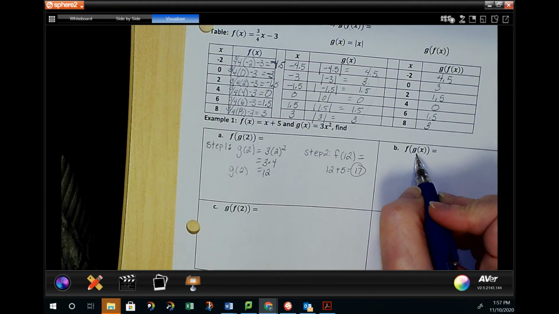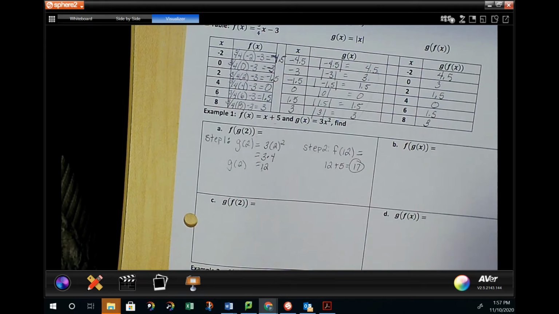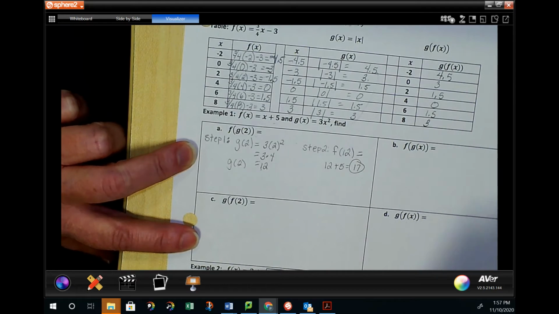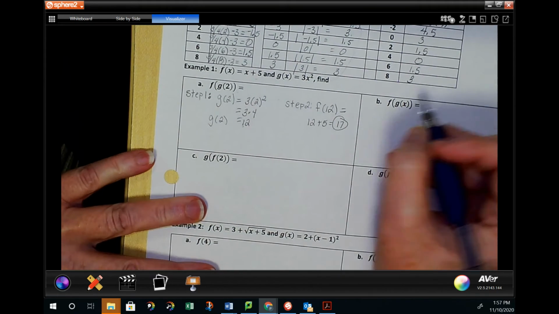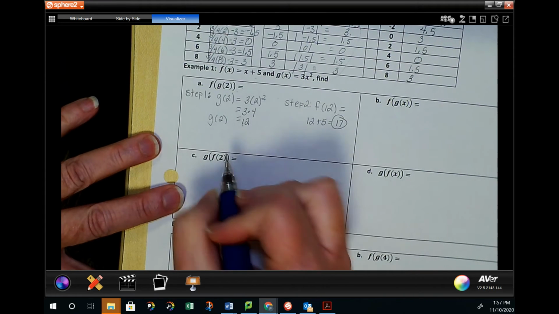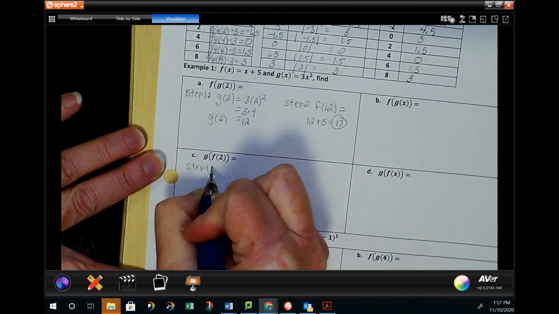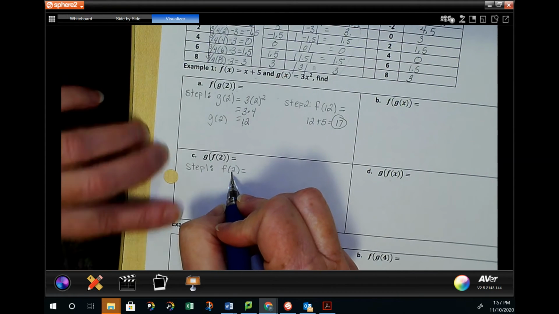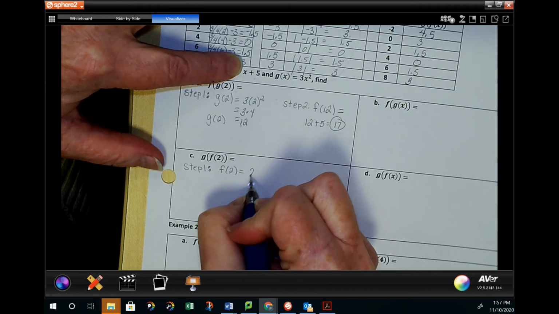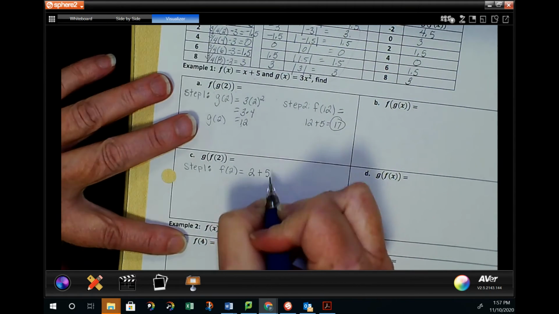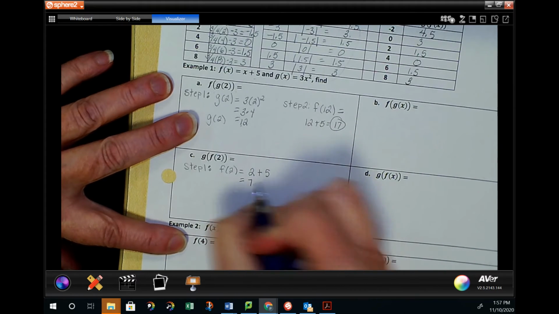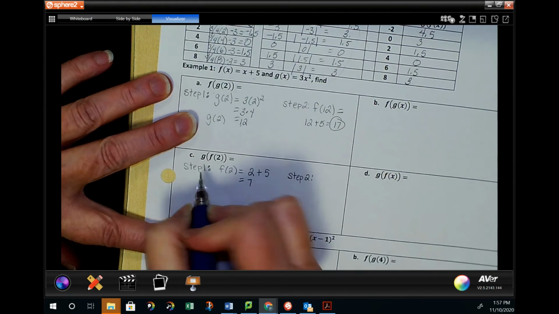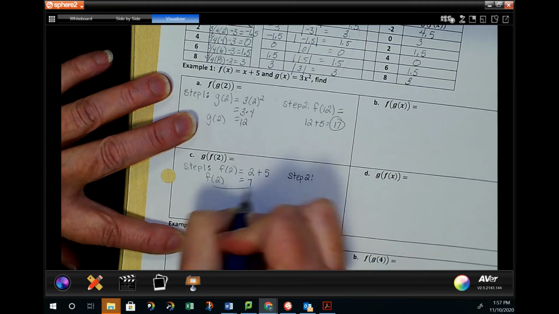Okay? So now let's look at this. Actually, I'm going to do C first, and then I'm going to go back to B and D. So step 1, we do f of 2. So I plug in 2 for x. So 2 plus 5, and 2 plus 5 is 7. So step 2. So f of 2 equals 7.